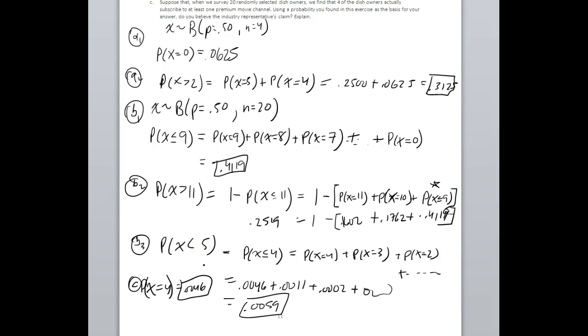This is very similar to the last problem that we did, in that if we were to assume that 50% of all cable subscribers subscribe to at least one premium channel, then the chances that we would only draw 4 successes out of the 20 sampled are 0.0046, right? So less than 0.5%. So we would say no, we don't believe that claim is true, because if that claim were true, the likelihood of us getting this result is so paper thin. Okay, so that's C.